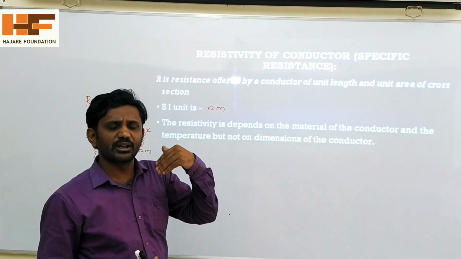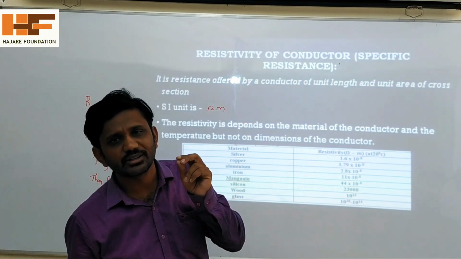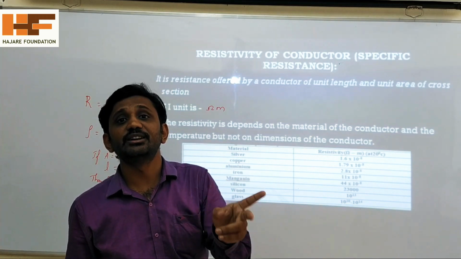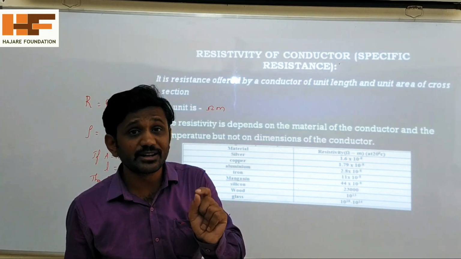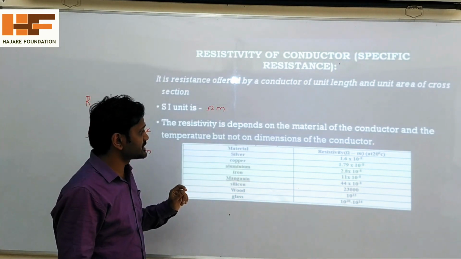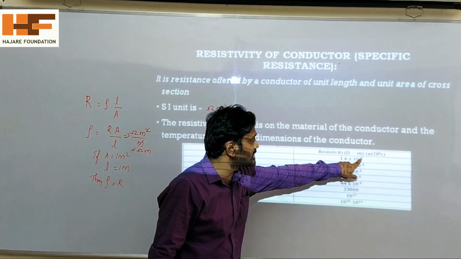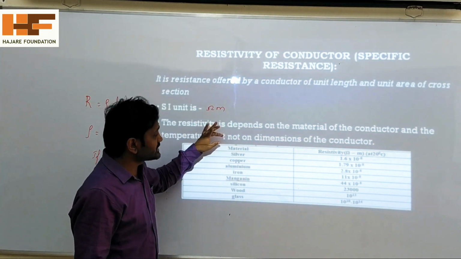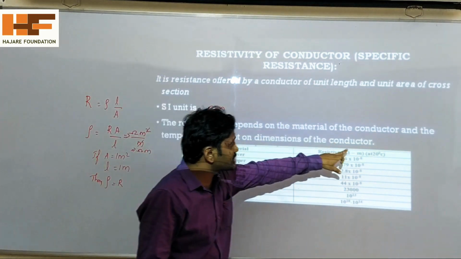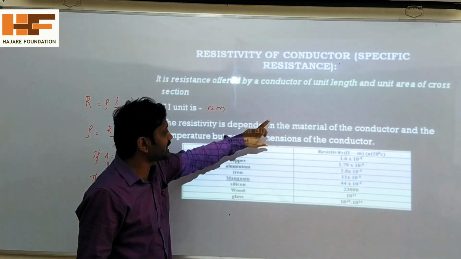Let us consider 2 materials, one aluminum and another copper. Both have the same length and same cross sectional area at the same temperature. The resistivity is different because it depends on the nature of the material. Here are some example materials with their resistivity. Silver has a resistivity of 1.6 into 10 raised to minus 8 ohm meter. This value is at a temperature of 20 degrees Celsius. If the temperature varies, the resistivity of silver also varies because its value depends on temperature.